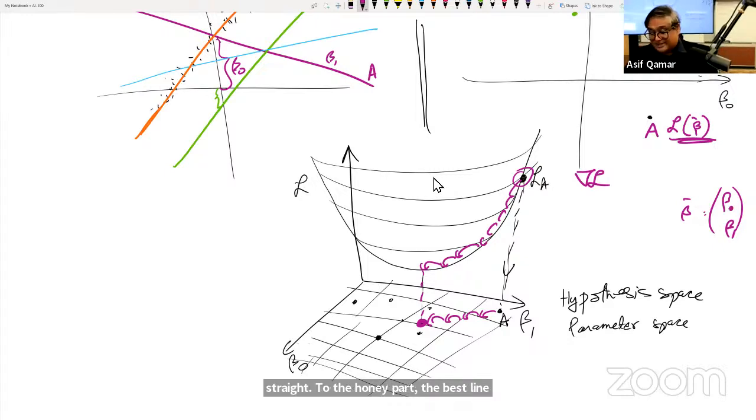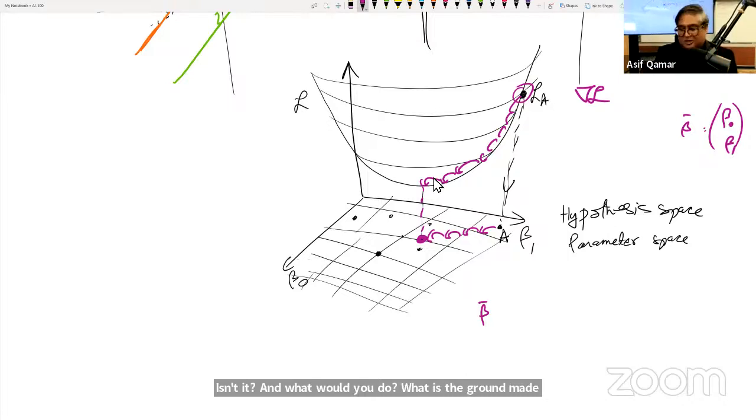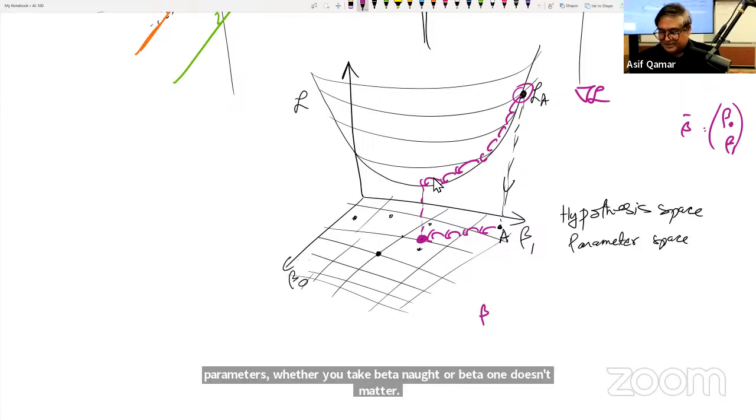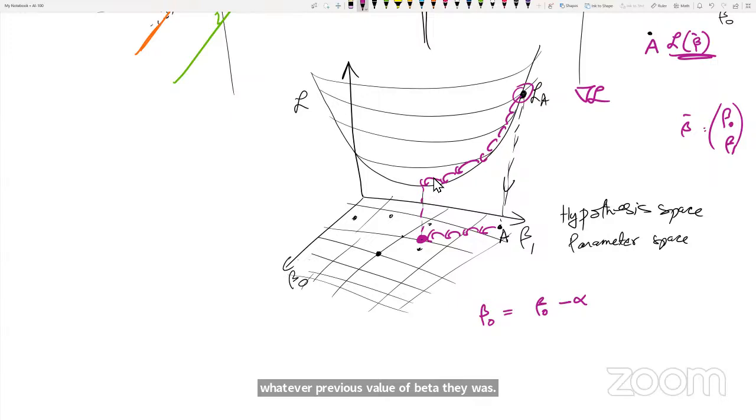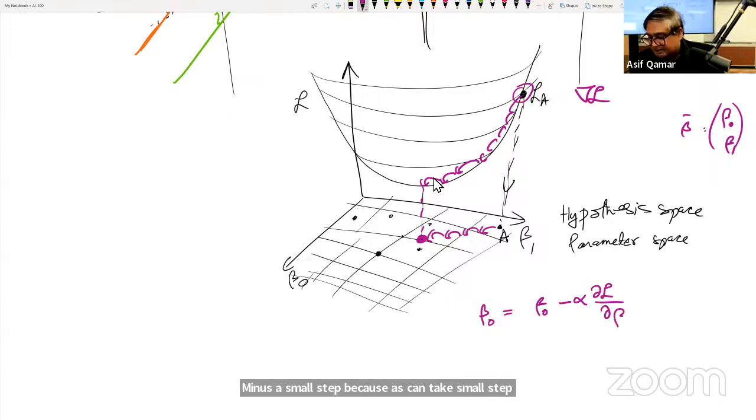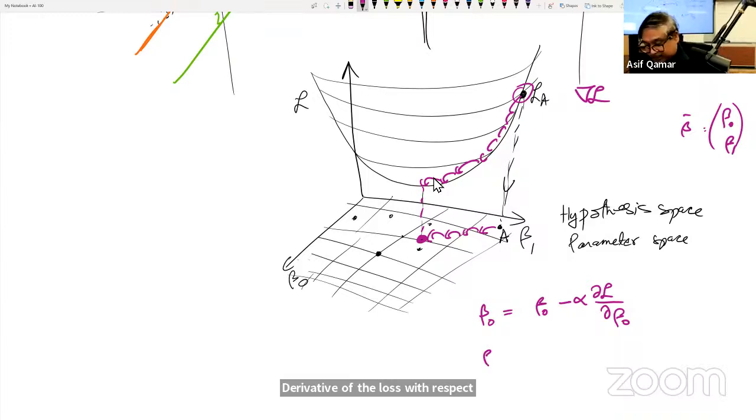And what would you do? What is the ground made up of? It just happens to be made up of the beta parameters. Whether you take beta naught or beta 1, doesn't matter. Let me say beta naught is equal to whatever previous value of beta there was, minus a small step, because ants can take small steps, the gradient of the loss with respect to beta naught. Derivative of the loss with respect to beta naught, partial derivative. Likewise, beta 1, your next location should be beta 1 minus alpha, gradient of loss with respect to beta 1, isn't it?